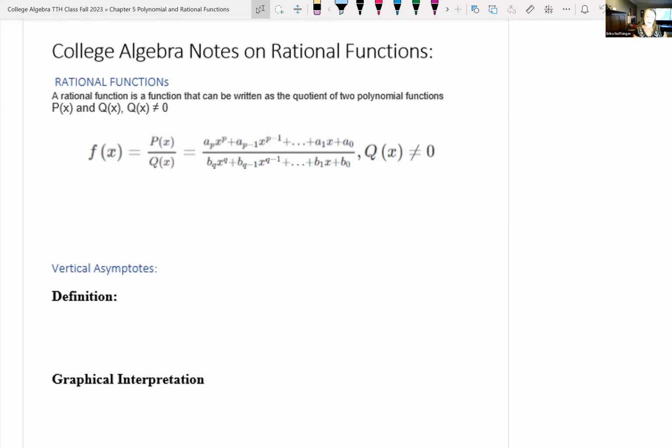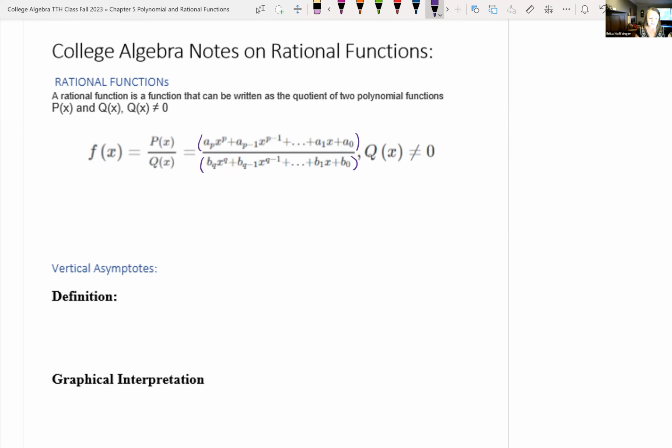So last week we looked at polynomial functions, and you can see this funky notation up here, this a sub p x to the p power plus a sub p minus 1 x raised to the p minus 1 power plus dot dot dot plus a sub 1 times x plus a sub 0. So that is the polynomial function. Recall, in order to be a polynomial, our exponents had to be integers, and they had to be greater than or equal to 0. And so we have the same thing in our denominator, but possibly a different polynomial function.